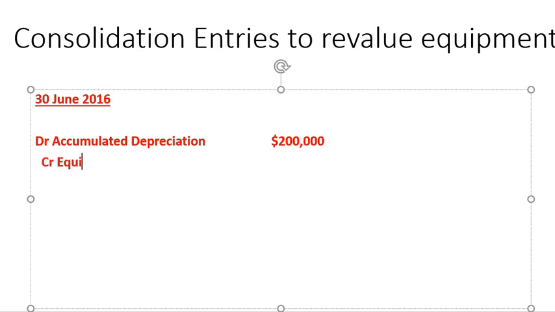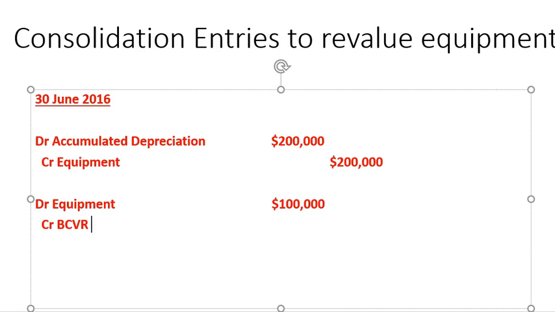And we will then just credit the equipment by the same $200,000 so that it's sitting on the balance sheet as if it hasn't been depreciated yet. So it would sit on the balance sheet at $100,000 from this transaction, but we know that we've actually recognized fair value at $200,000. So we need to increase the value of the equipment to that $200,000. The way we'll do that is we'll debit equipment by $100,000. We will credit BCVR by $70,000.